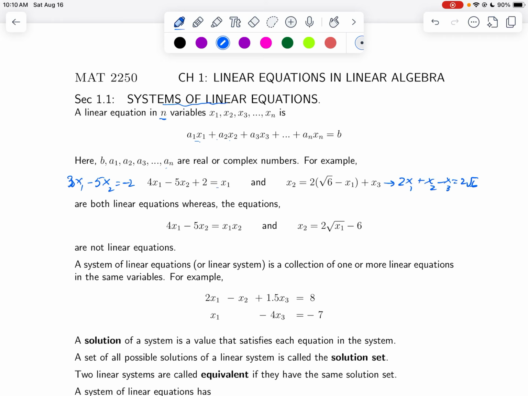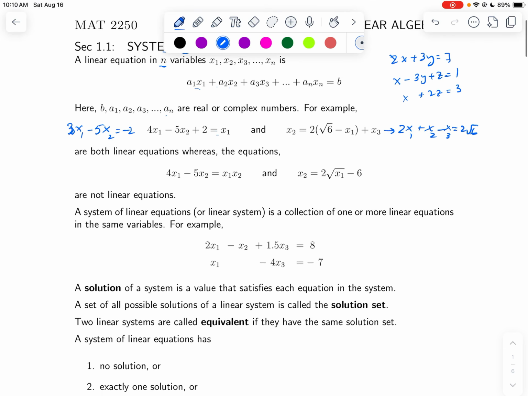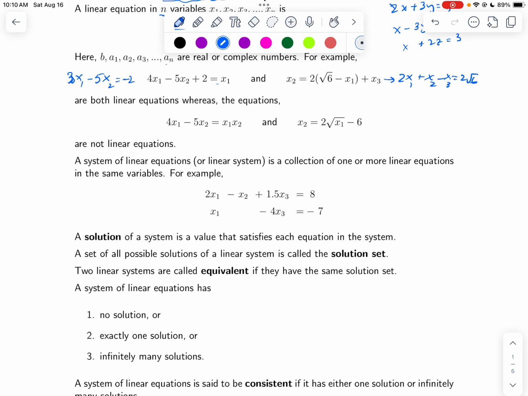Now recall, a linear equation in two variables will be something like 2x plus 3y equals 7. A linear equation in three variables is like x minus 3y plus z equals 1. Now if I have x plus 2z equals 3, this is also a linear equation in three variables. Now instead of x, y, z, we are going to use x1, x2, x3 and so on, because these can be used for a larger number of variables.